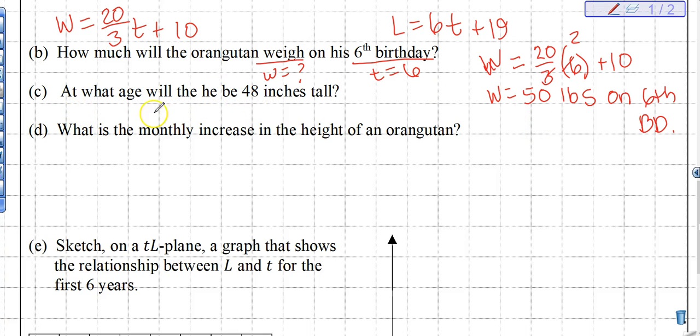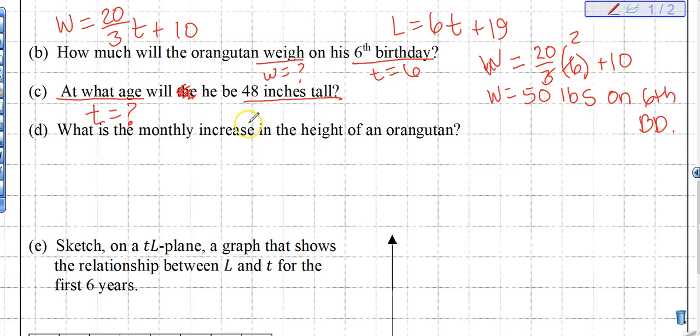At what age? What are we looking for this time? So that's T, right? At what age? Will he be when he is 48? At what age will he be? How about let's erase the. Will he be, at what age will he be 48 inches tall? Okay, boy, that was really messing with me.